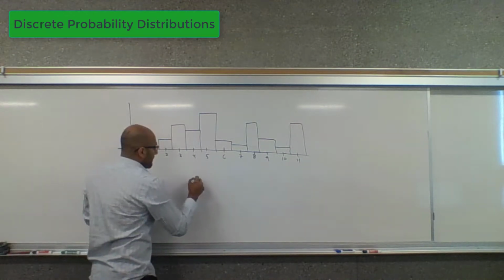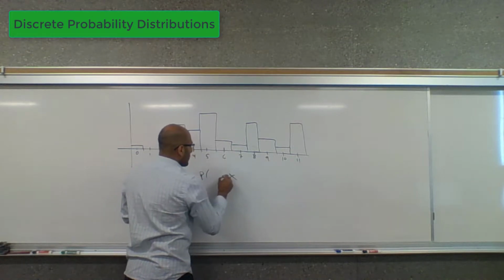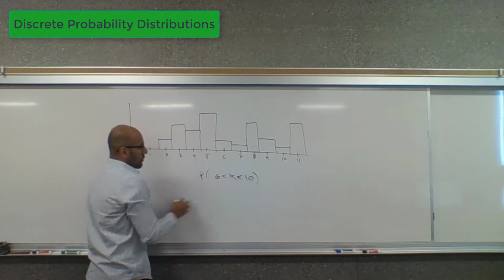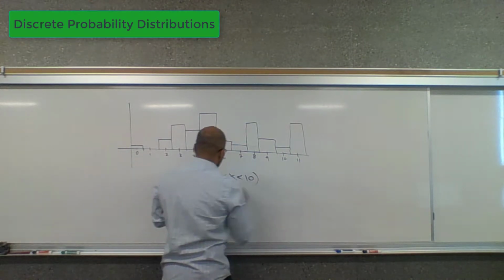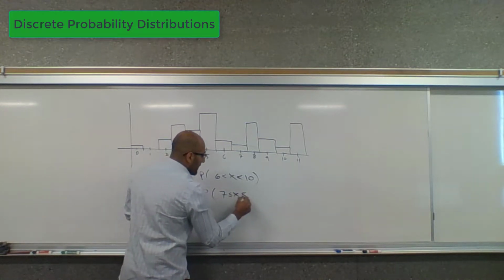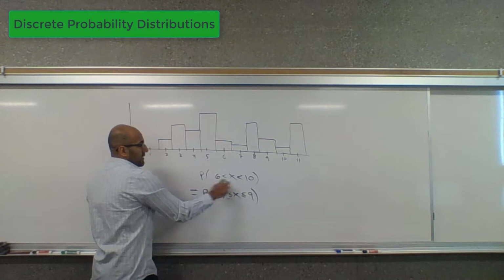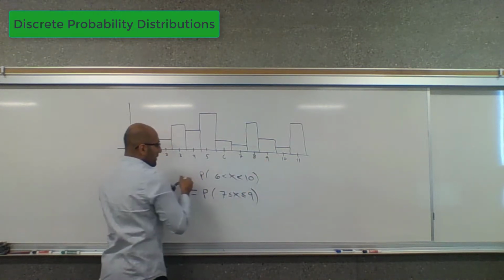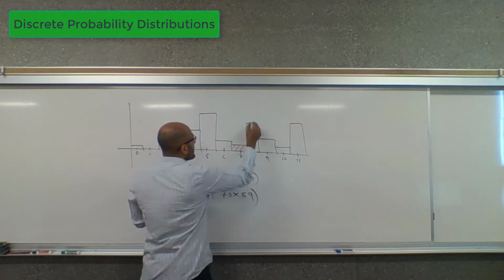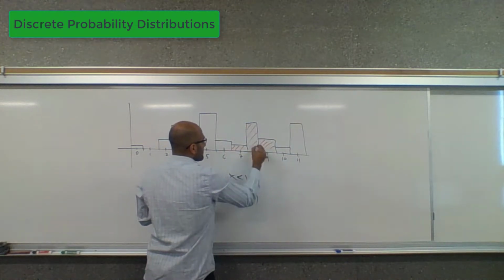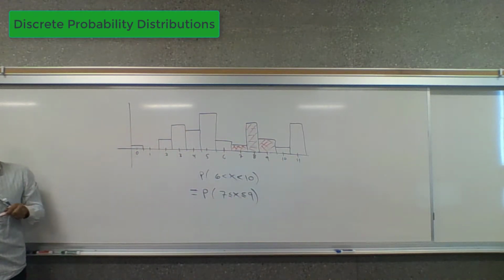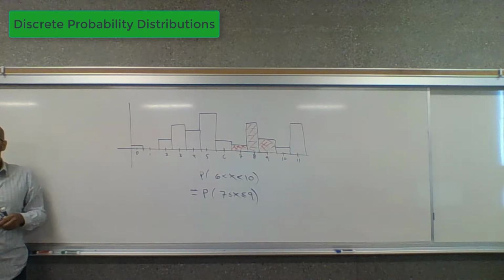So if I wanted to find, for instance, the probability that x was greater than 6 but less than 10, well, this is the same thing as the probability that x is greater than or equal to 7 but less than or equal to 9, right? Because it's strictly less than 10. So in a case like this, what we'd have to do is find these areas, the 7, the 8, and the 9. The sum of the areas of those three rectangles would give us that result, right?